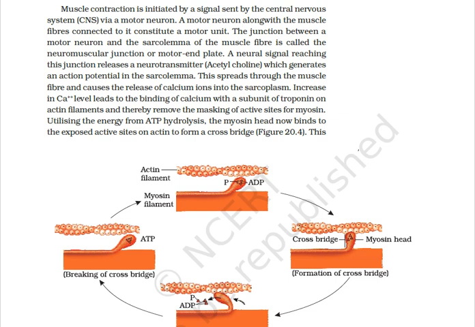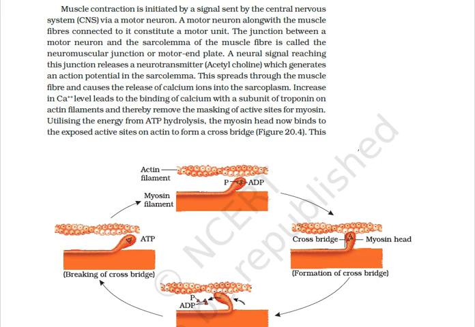The release of the calcium ions combines with troponin C of the actin filament, and there is a conformational change in the troponin and tropomyosin complex. Then the active sites of actin filaments become uncovered due to the conformational changes in troponin and tropomyosin.